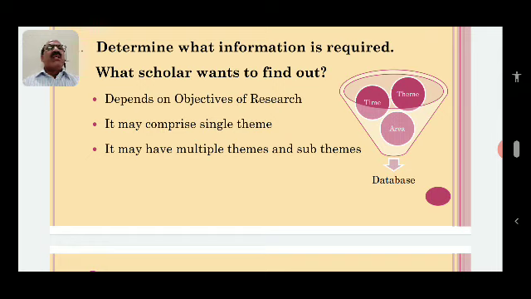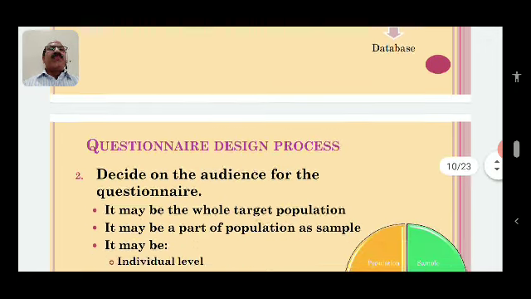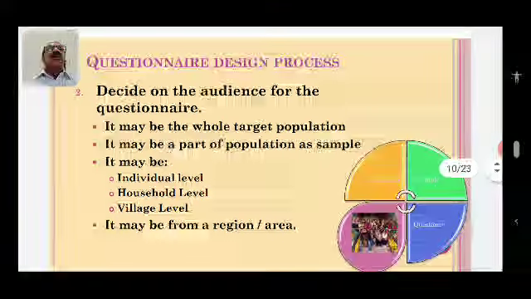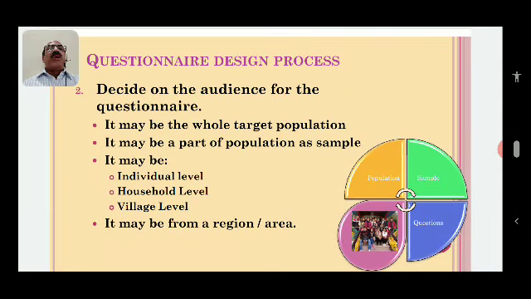Say demography, in that there can be multiple things: birth rate, death rate, mortality, morbidity, so many things. So you can add those things, or even income and birth rate, medical facilities, death rate. You can associate so many themes and make it a multiple theme questionnaire.